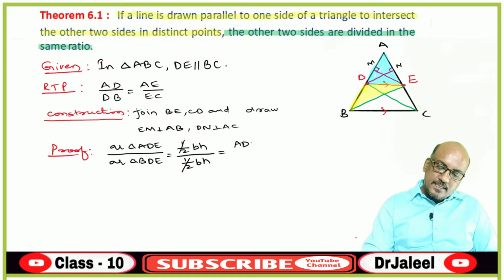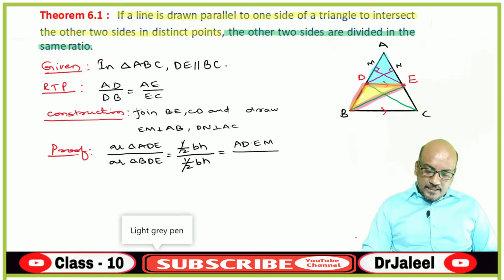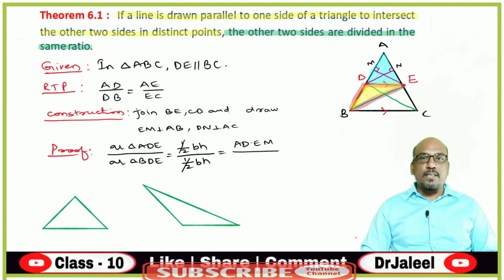AD is the base and EM is the height. Now in the other triangle, children, what is the triangle in the denominator? BDE. So here it is an obtuse triangle. So in obtuse triangle, children, let me do it here. This is obtuse triangle. This is acute angle triangle.